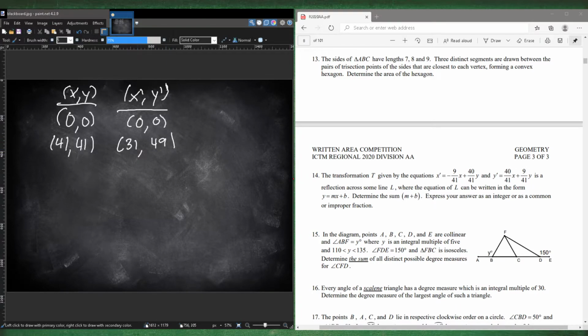Okay, so let's graph this to see how this looks. So something like this. So we have 0, 0, which transformed to 0, 0. And then we have a point 41, 41. So something like right here.